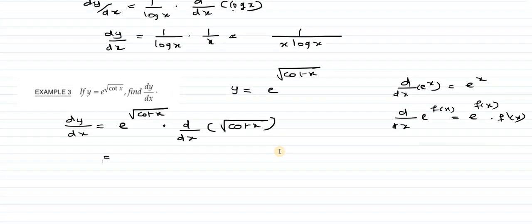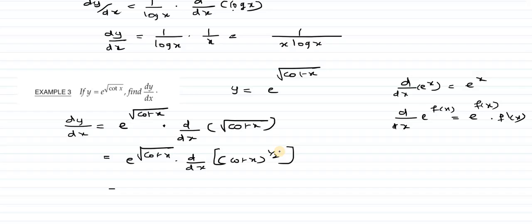First the function is cot x. Its power is what? 1 by root 2, correct? e power root cot x. d by dx of cot x to the power half, yes or no? So first our duty is to differentiate the power. That means 1 by 2 cot x to the power half minus 1.